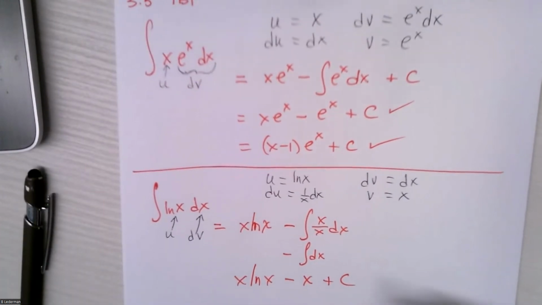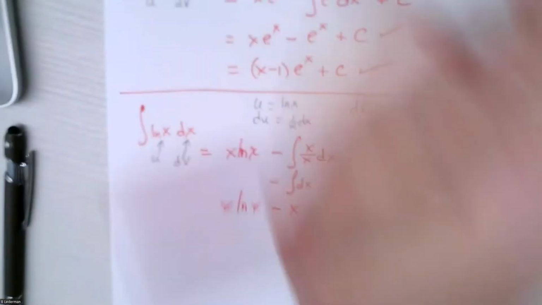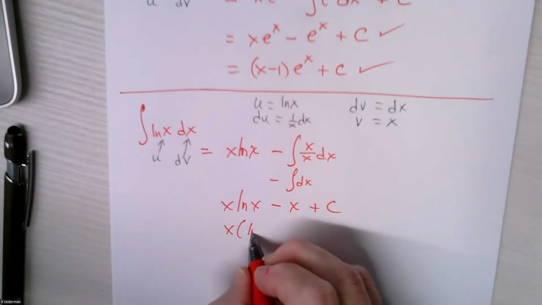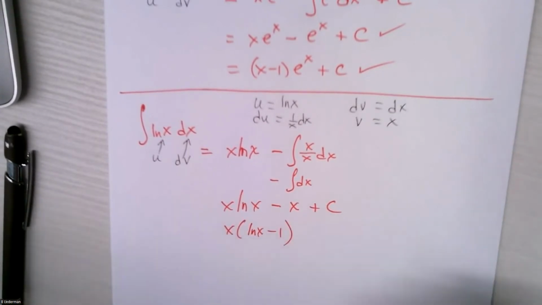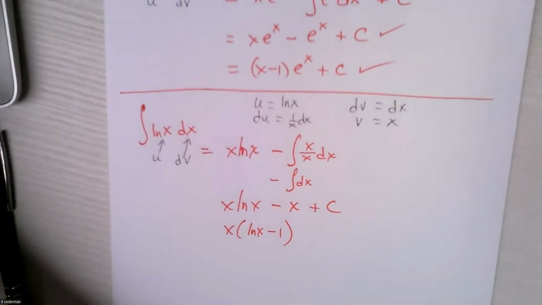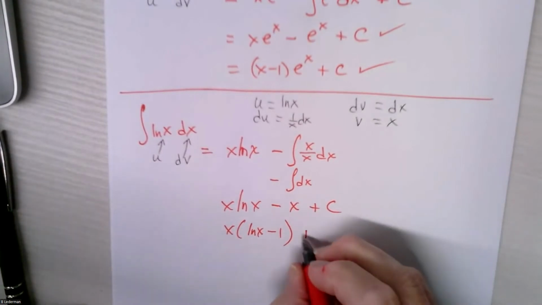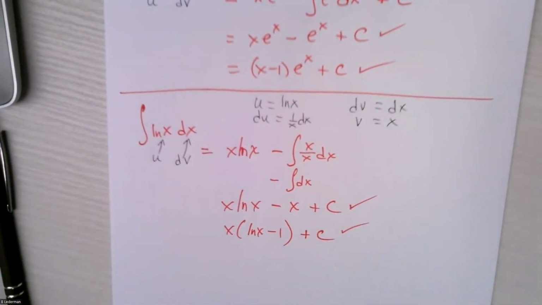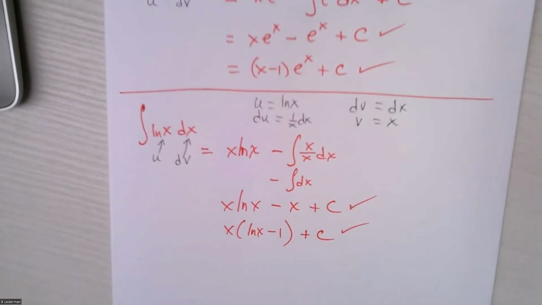And again, if you want to be fancy, feel free to write x times ln x minus 1. That's a very lovely thing to do. But either way is fine. They're both correct. You can factor or not factor. It's the same thing either way. All right, this is a beautiful, fabulous method.